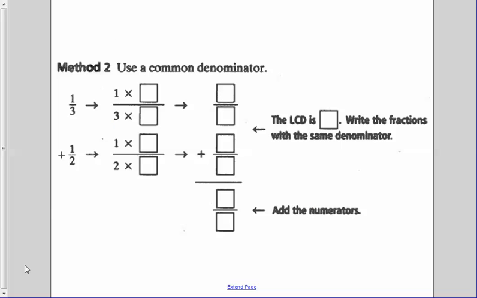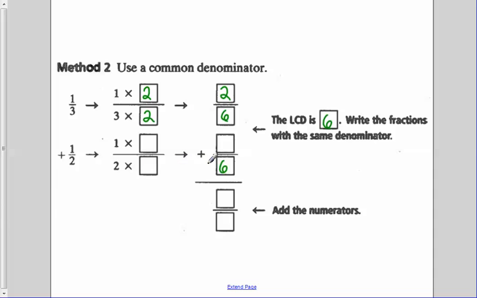So let's take another look at a different method, using a common denominator. This is going to be our go-to, and this will probably be your easier approach. So we have 1/3 and 1/2, knowing that our least common denominator is 6 between 3 and 2. I want to multiply my denominator by something to get to 6. So to do that, I need to multiply 3 by 2, and whatever I do to my denominator, I have to do to my numerator. So 3 times 2 is 6, 1 times 2 is 2.